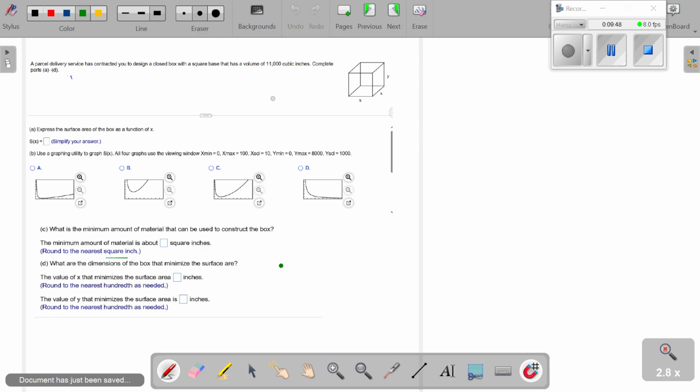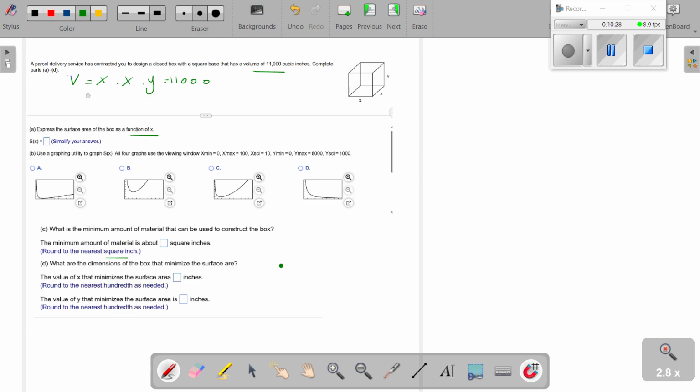Okay, so for the next question, we have a parcel and the sides are x, x, and y. We're given the volume of the parcel. Let's first of all see what is the formula for the volume of a parcel. That's width times length times height, which are x, x, and y. And it's given that it's equal to 11,000. Now the question is asking us to find the surface area as a function of x. So that means we should not have y here.